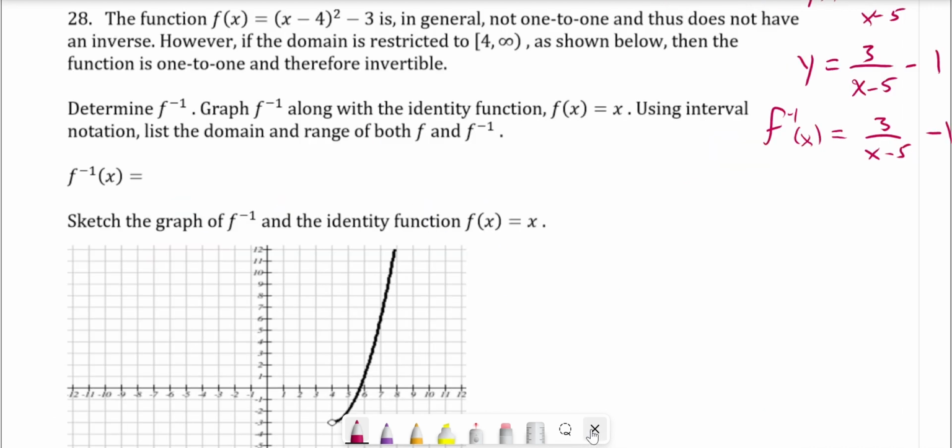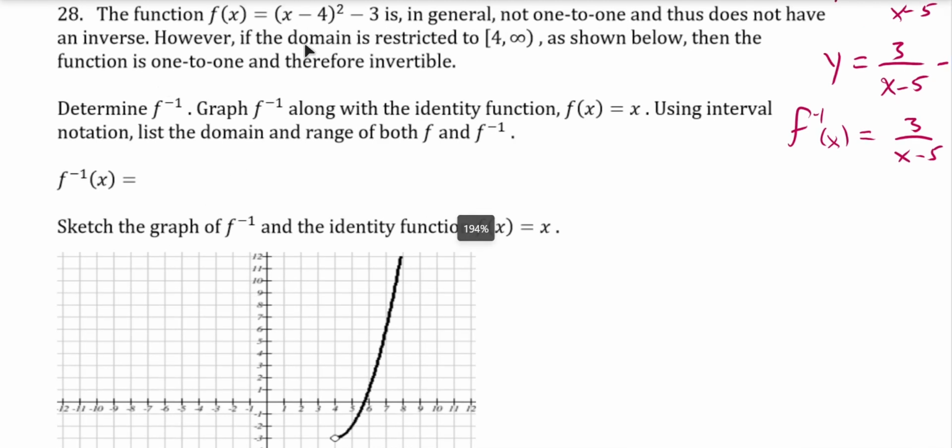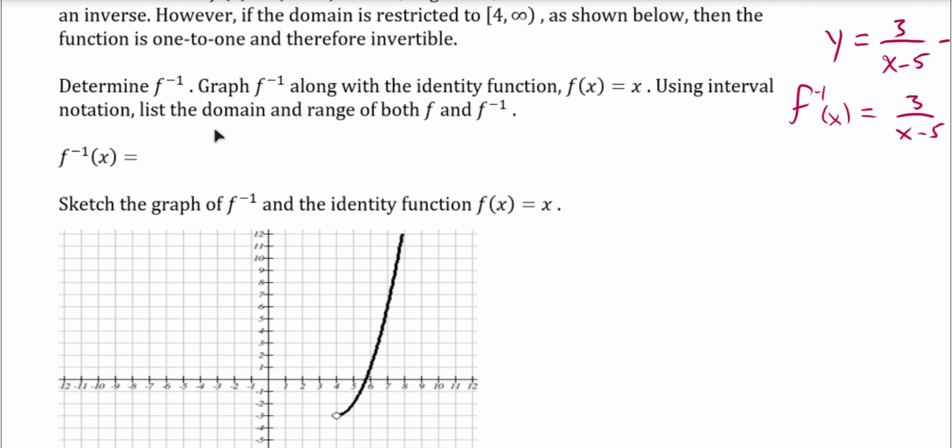For 28, we're asked to look at a restricted function. It says the function indicated by x minus 4 squared minus 3 is not 1-to-1, and so does not have a function inverse. However, the domain restricted to 4 to infinity, as shown below, is 1-to-1. Now, can we graph it, determine the inverse as a formula, and so on?